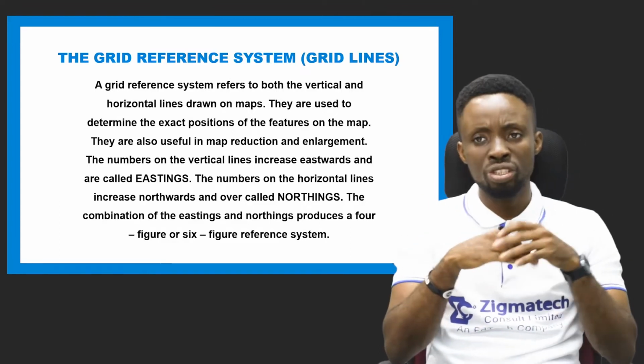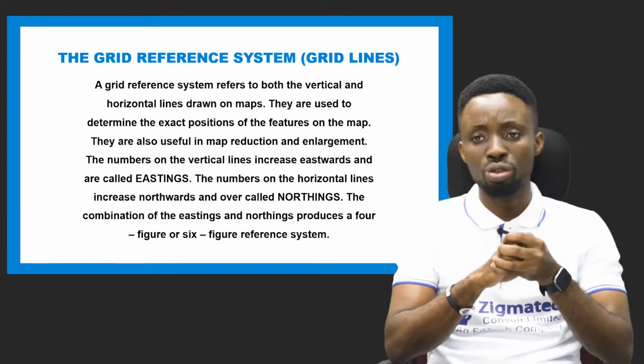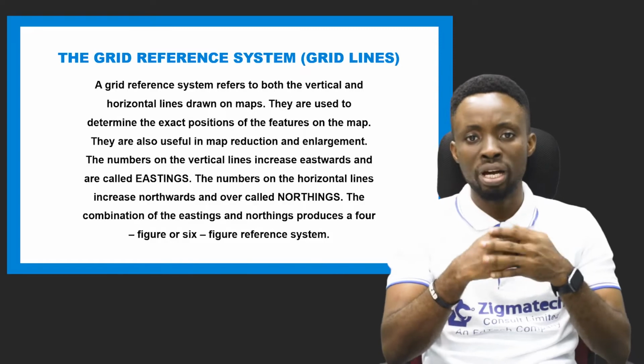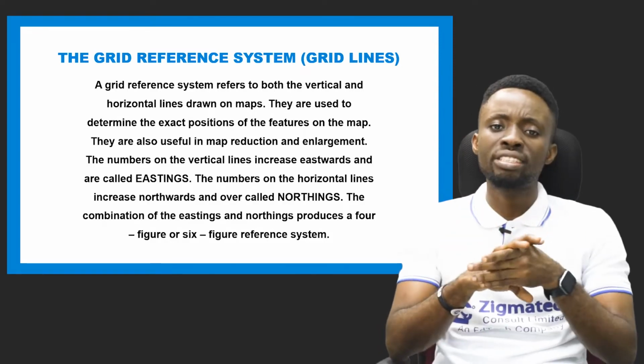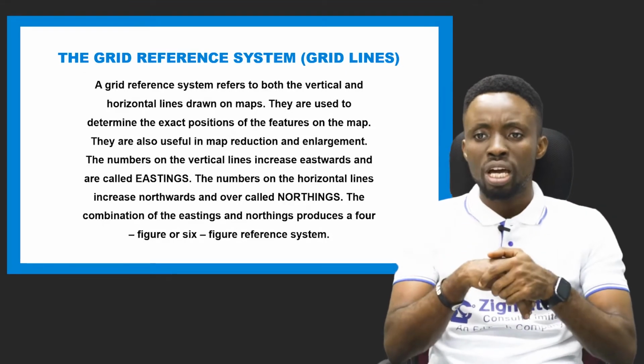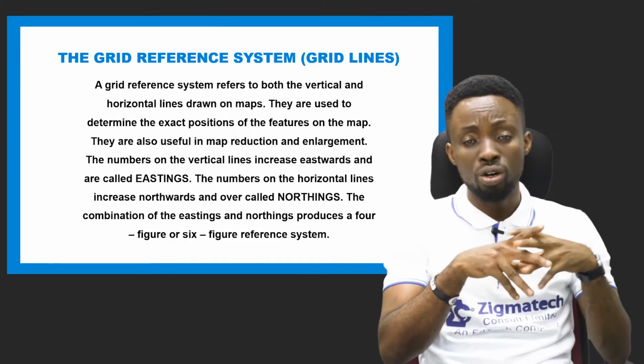And we make use of this grid reference system or grid lines to find the exact position of a particular feature or a particular place on a map. And we also apply it whenever we are carrying out map enlargement and map reduction. And the vertical lines are called eastings, while the horizontal lines are called northings.